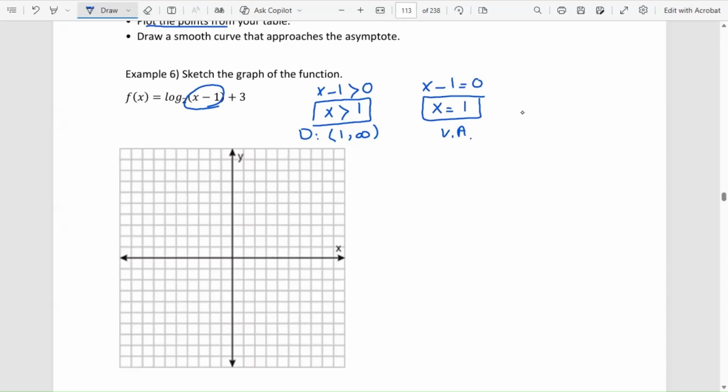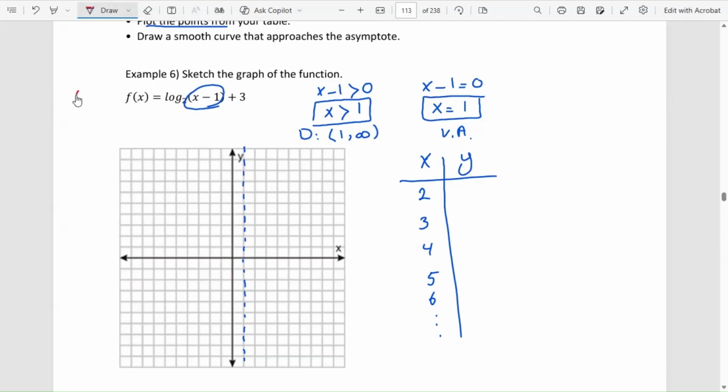Now we need to create a table of values and replace numbers for x and find the y. But what numbers can we replace for x? Only numbers that are greater than 1, because it's the domain. We don't replace 1 because x equals 1 is the asymptote. Let me graph the asymptote first. Straight vertical line. Only numbers that are greater than 1, like 2 or 3 or 4 or 5 or 6, but we choose those that give us a nice whole number.